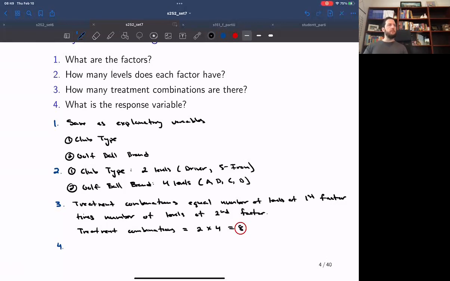What is the response variable? So the response variable is the distance the ball traveled, or average distance the ball traveled, which would be in yards, because that's typically how distance is measured in golf. Okay, so average yards.